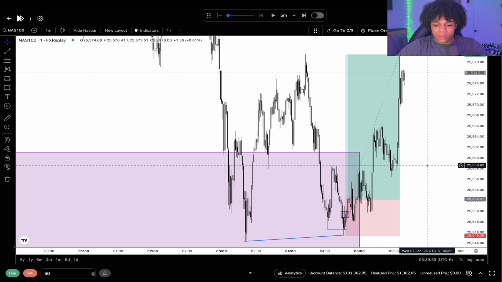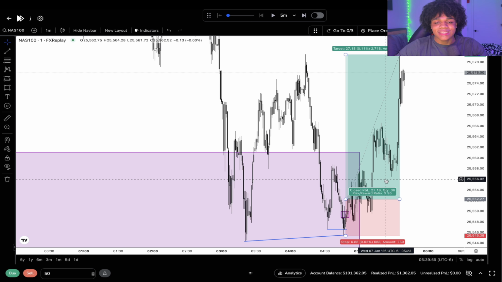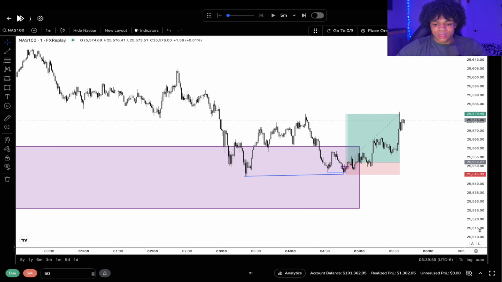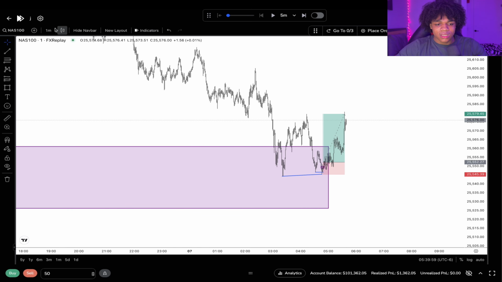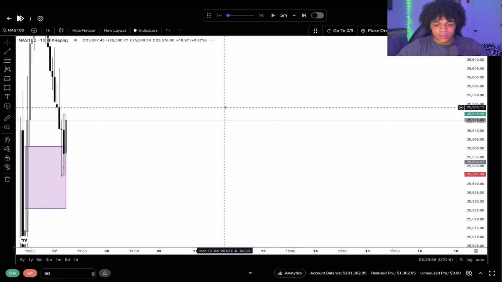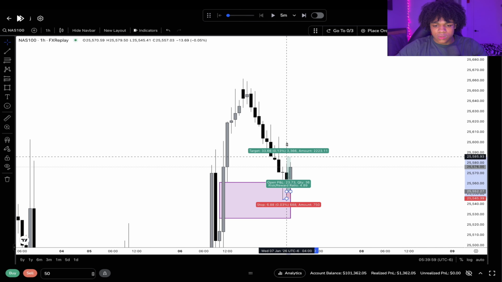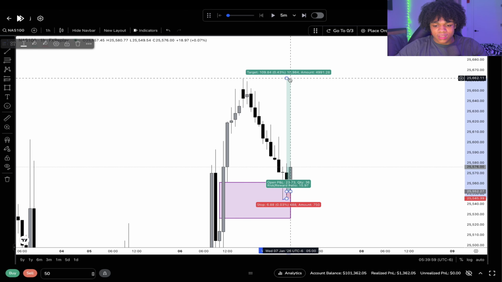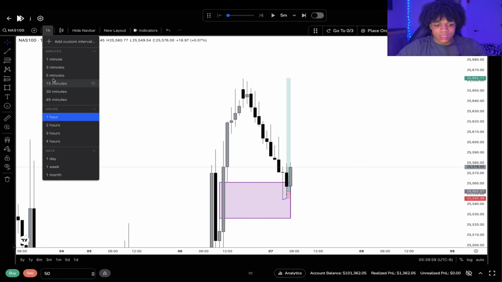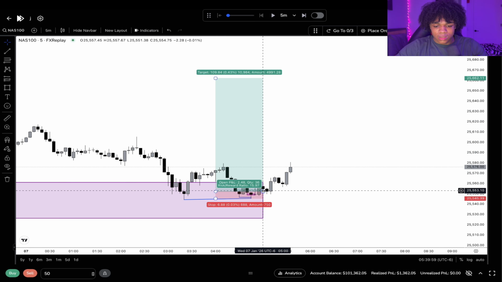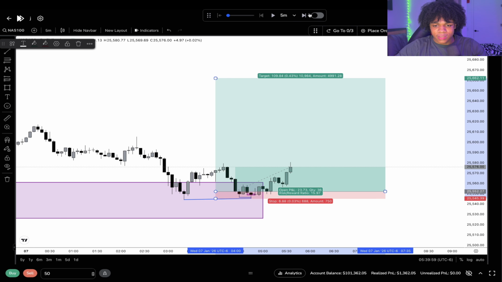But let's say you were someone who was a little bit more ballsy, and personally, I would not recommend this, so you can maintain that higher win rate. But let's say instead you wanted to target the extreme of the higher time frame leg here, right? Which was all the way up here. And this would give you nearly a 1-to-16 risk reward. Let's see how this plays out.